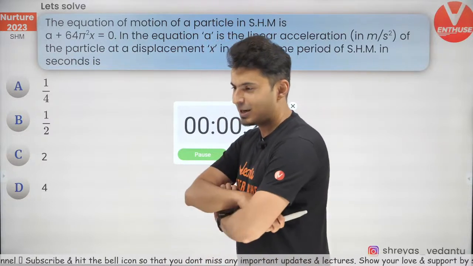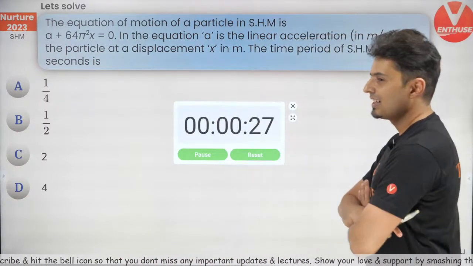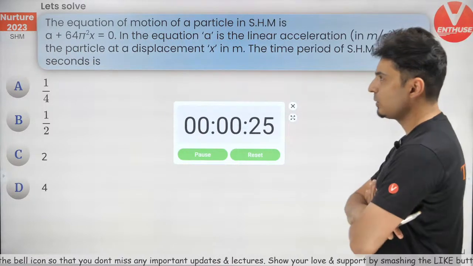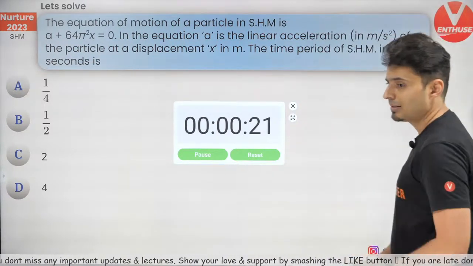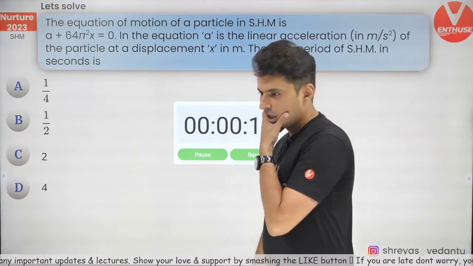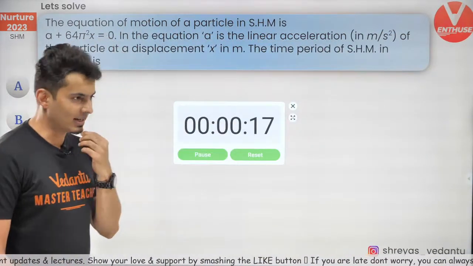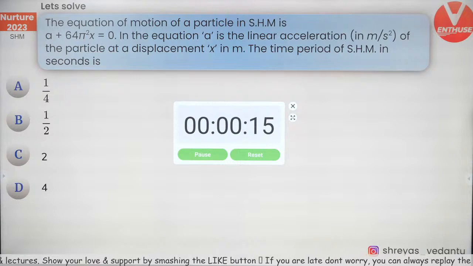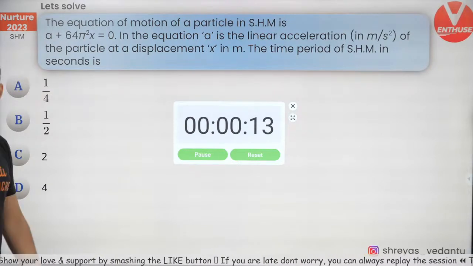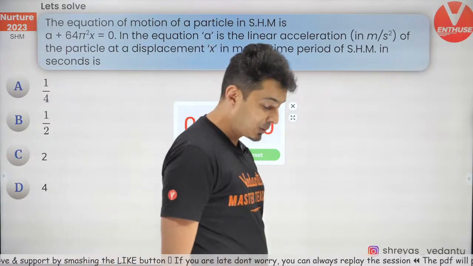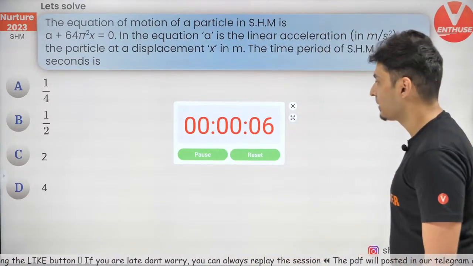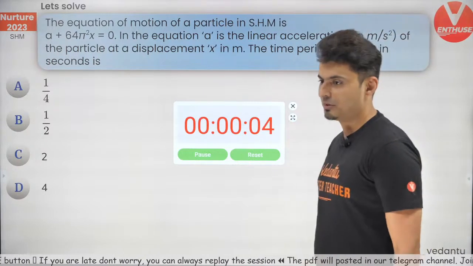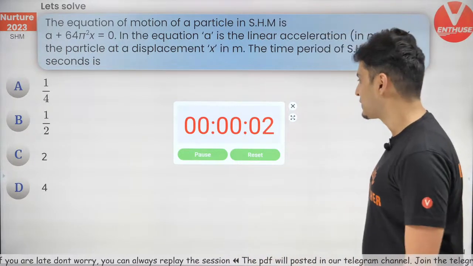Let's see how many of you can get this quickly. Acceleration plus 64π²x is 0. X is the displacement. What do you think should be the time period? Come on, figure this out. Hardly 15 more seconds to go. Come on, my warriors. Let's see how many of you can get this. Oh, is it that difficult? Chandan says 1 by 4, and the time is going to be up very soon.